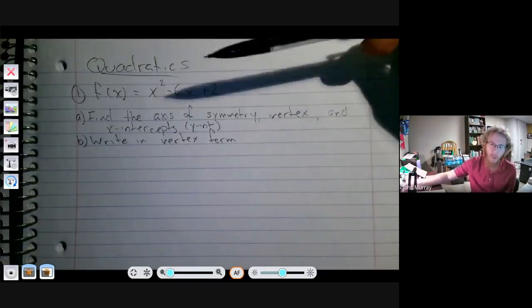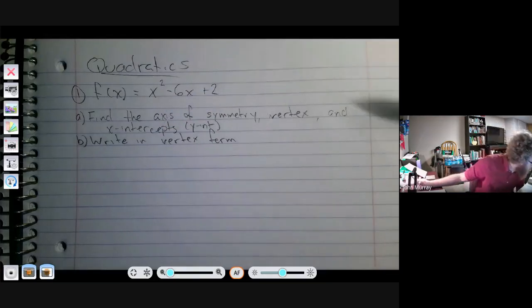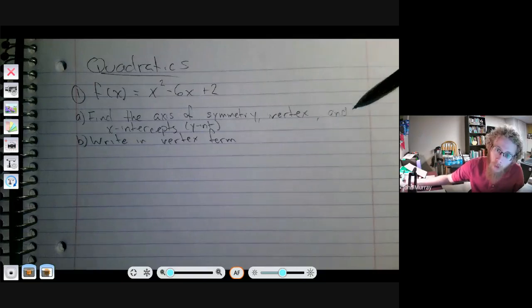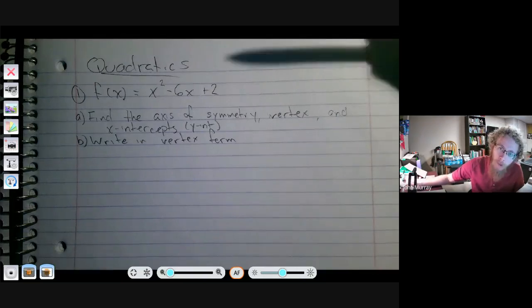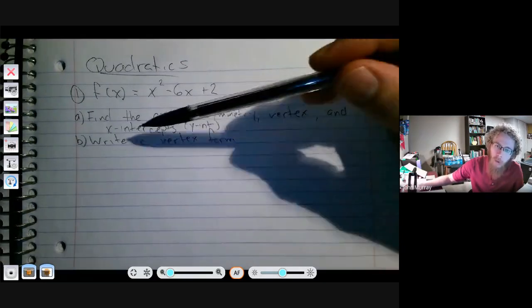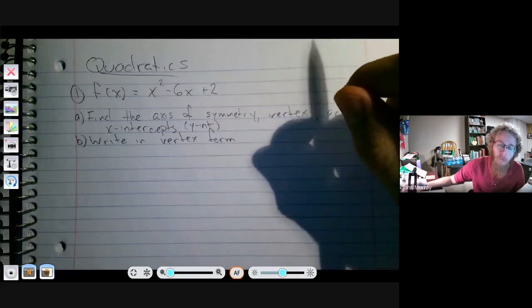Okay, so first we're going to take a look at a quadratic here, x squared minus 6x plus 2. And then first we're going to find all the special parts, okay, the axis of symmetry, the vertex, and all of the intercepts. And then we are going to write it in vertex form.